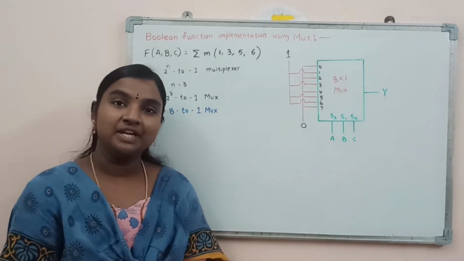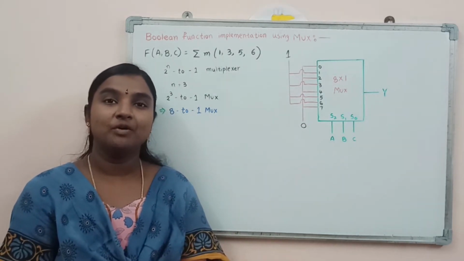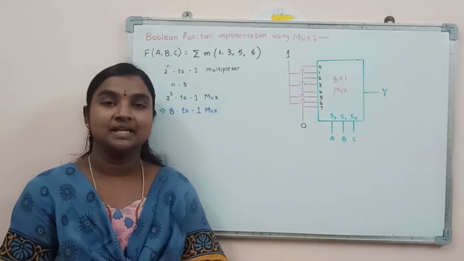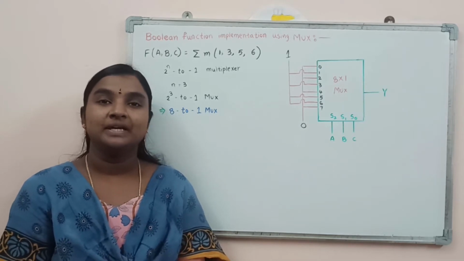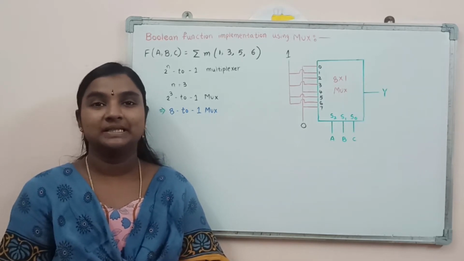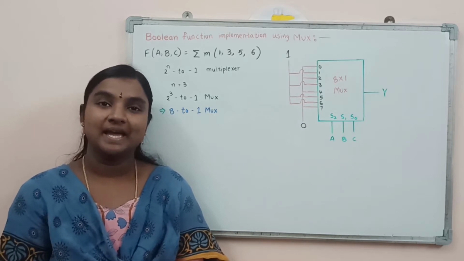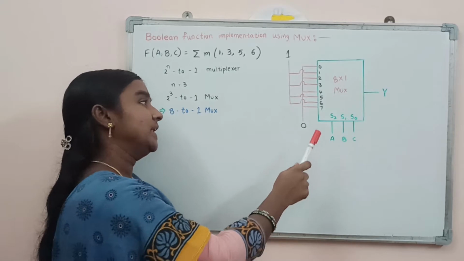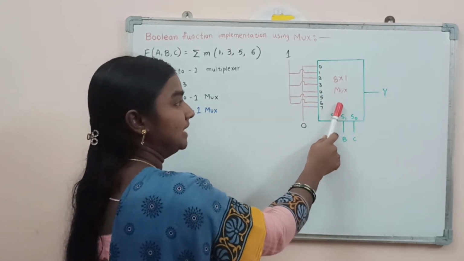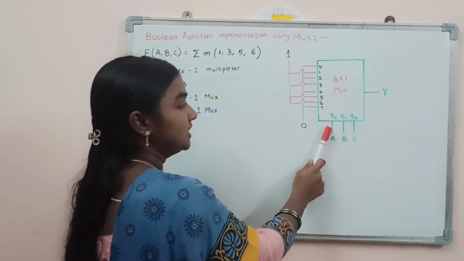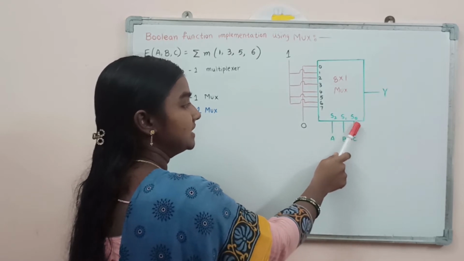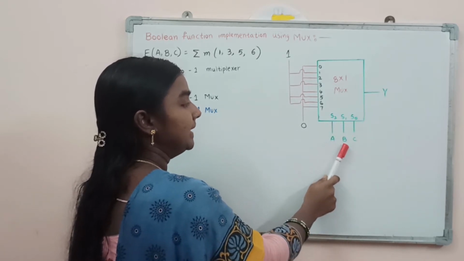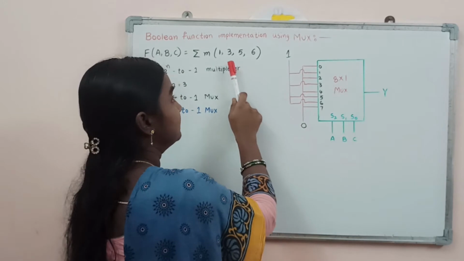In the last video itself, I explained the 8 to 1 multiplexer. It consists of 3 selection lines, 8 input lines and 1 output line. Now, this is the block diagram of the 8 to 1 multiplexer. Here, the selection lines S2, S1, S0 are connected to A, B, C, the variables of this function.